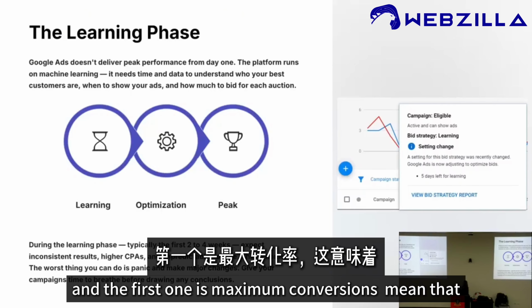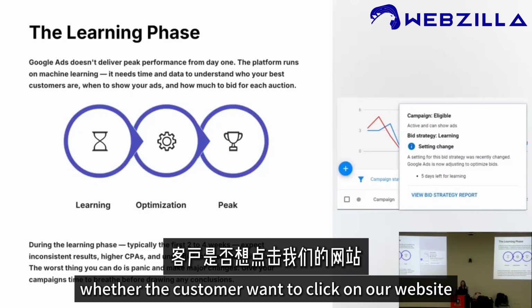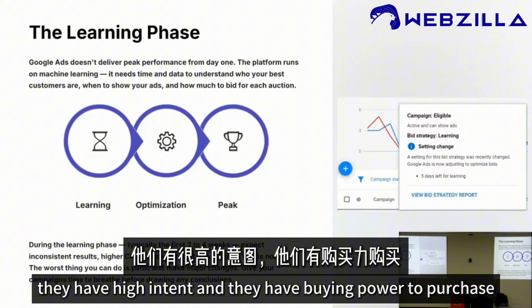And the fourth one is maximum conversions, meaning that I don't care how many impressions I can get, or whether the customer wants to click on our website, but I care about this kind of audience segment, who have high intent and have the buying power to purchase.